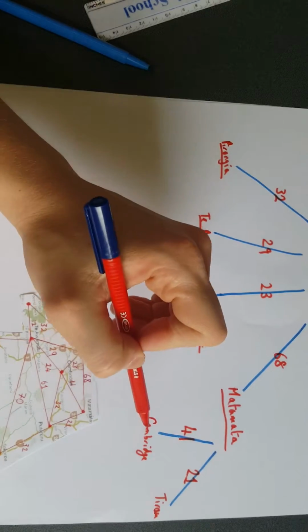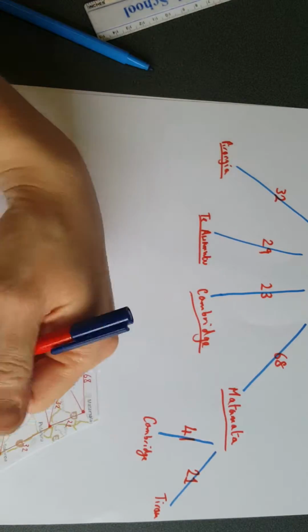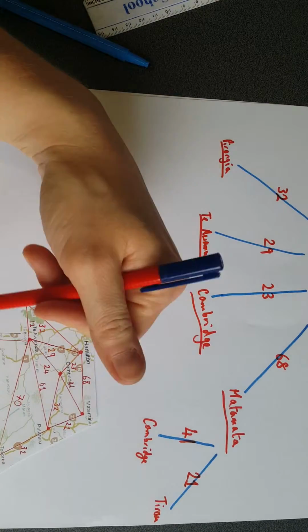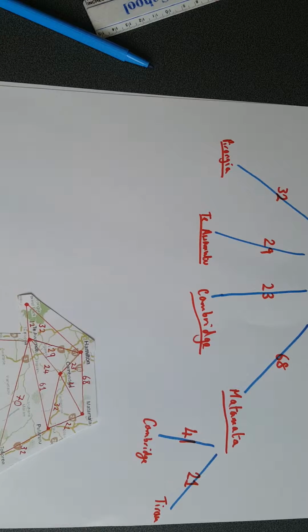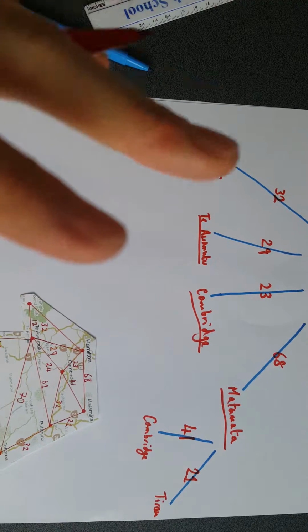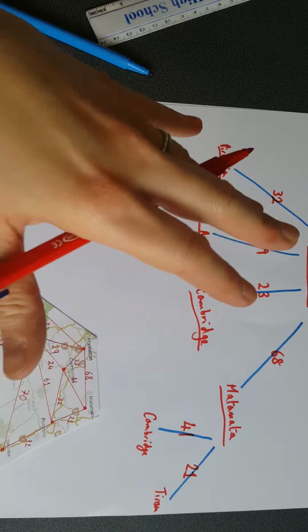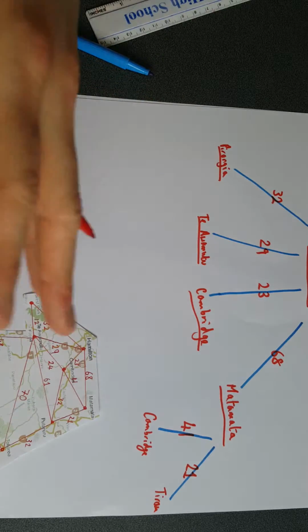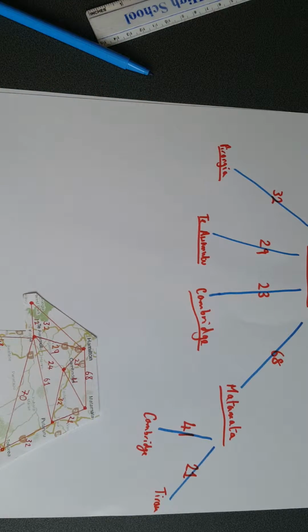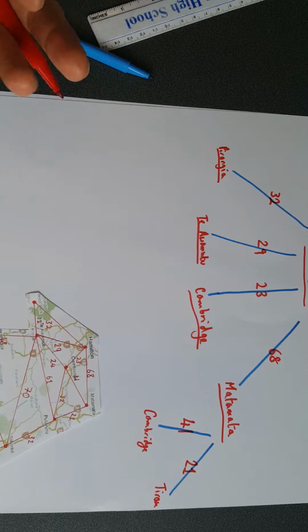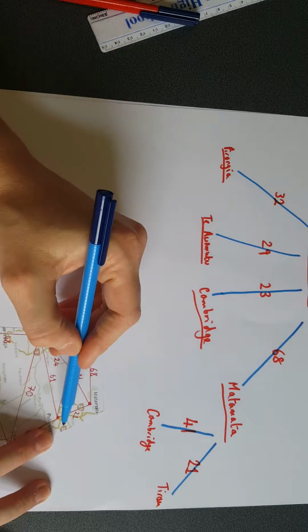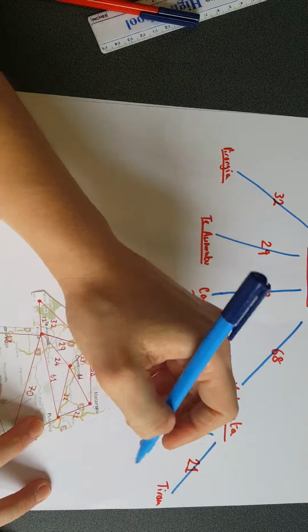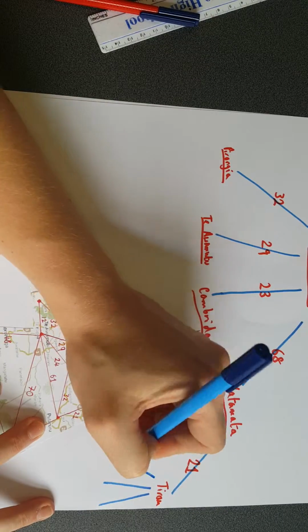I'm going to cross off this one because I'd be going back on myself, and that's not helpful. Cambridge can already be reached in just 23 kilometres. I didn't need to go via Matamata, then Tirau, then to Cambridge, so that is not a useful route. I'm just going to cross it through and not continue it anymore. The examiner can see that I'm not choosing this route because it's a waste of my time. It takes too long.